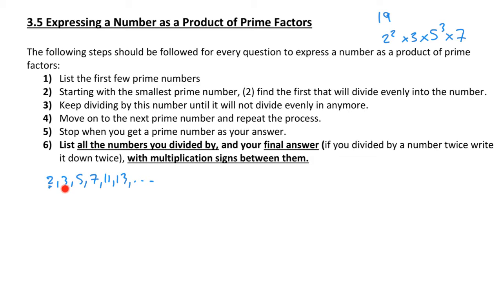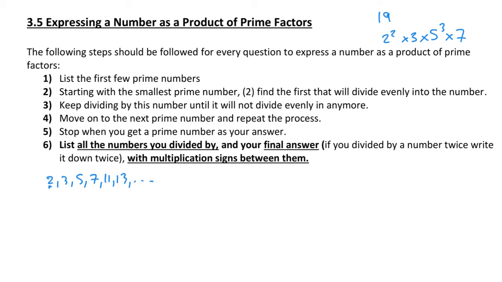So let's say you go to 3 and you keep dividing by 3. Once it's no longer divisible by 3, then you go to 5. If it is divisible by 5, keep going with 5. If not, jump to 7 or 11. So you will always end up with a prime number, and you should divide it by that to get 1. So list all the numbers that you divided by and your final answer, put the multiplication sign between them, and then group them into index form.